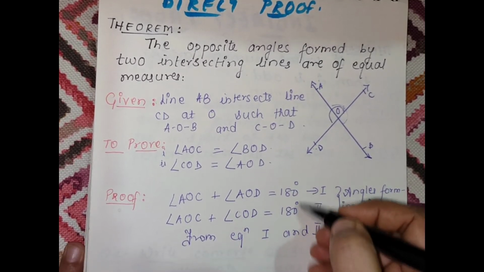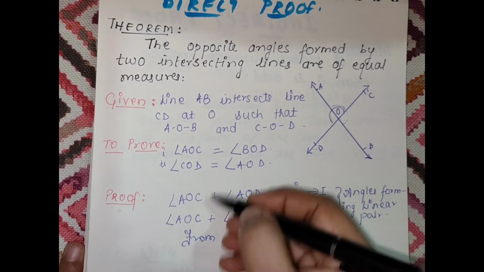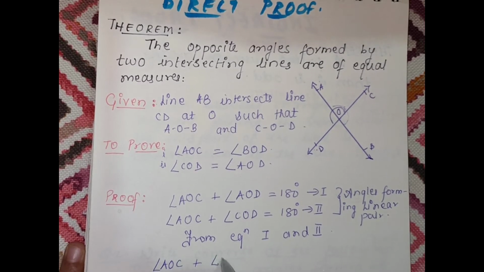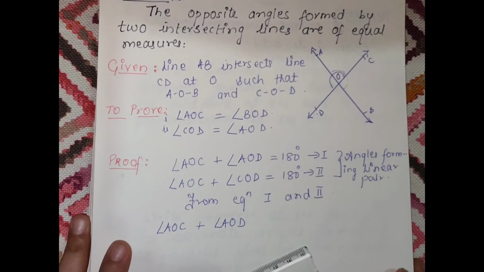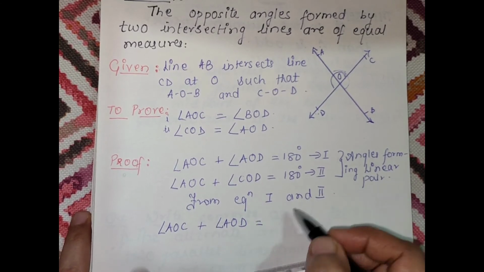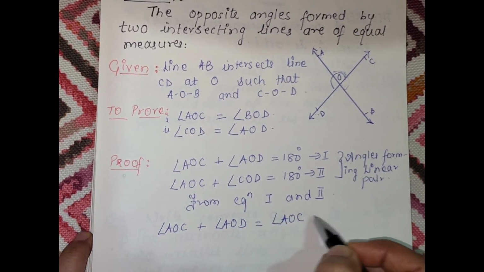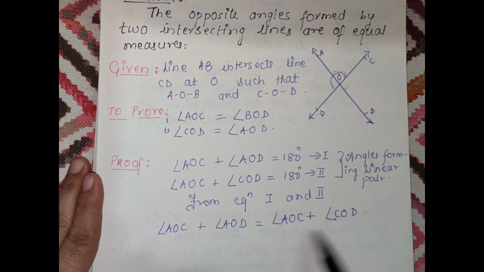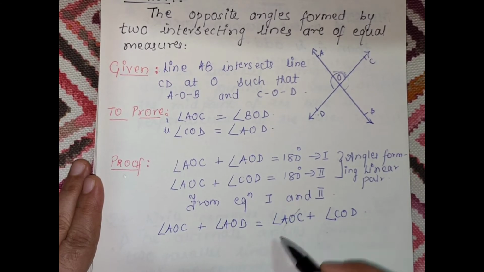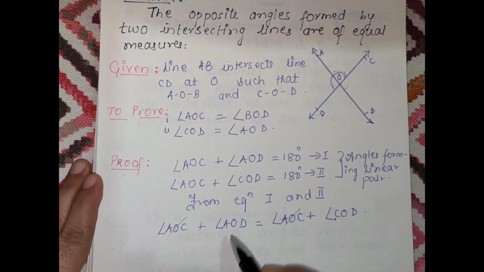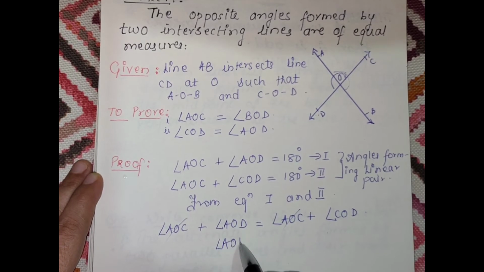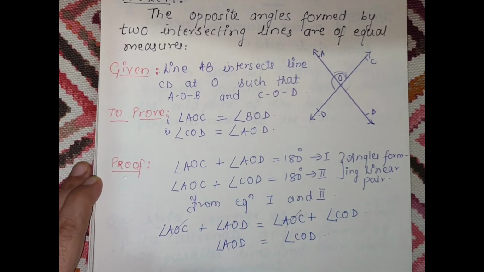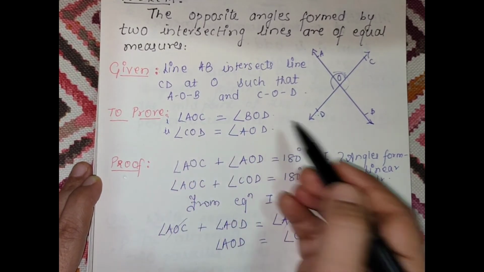See, in both the cases, the right hand side is 180 degrees, so the left hand side will be equal. Angle AOC plus angle AOD is equal to angle AOC plus angle COD. Now on both sides you see something is common. This angle AOC will get cancelled. And what is remaining? Angle AOD is equal to angle COD, which is proved. Now similarly we can prove AOC and BOD.